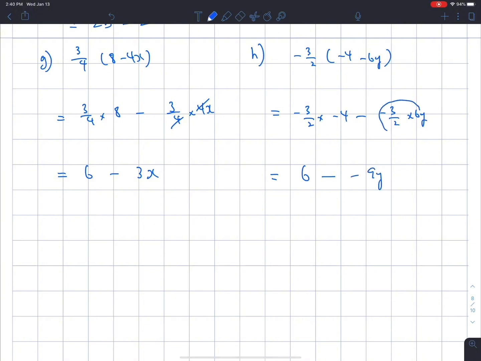Right? I just multiply these together. Negative 3 over 2 times 6 will give me negative 9, and then I still have a y, so just times y. And then finally, negative negative is going to give me a positive value. So 6 plus 9y will be the answer.